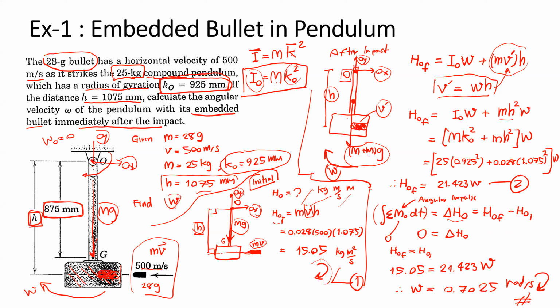Excuse me? Yes. Could you describe the radius of gyration again? I mean, like how it can be used to calculate the moment of inertia regardless of its shape? Okay.